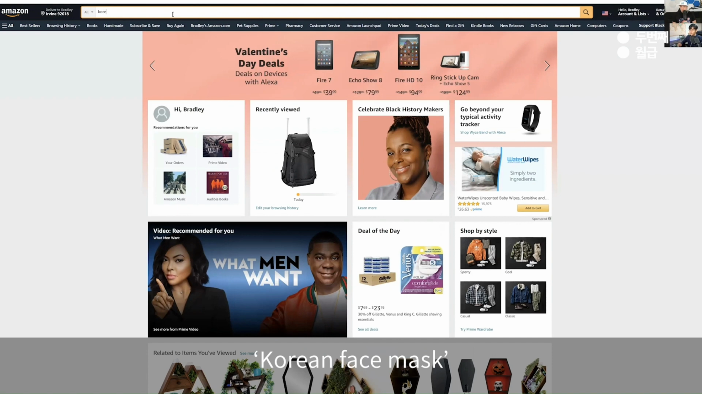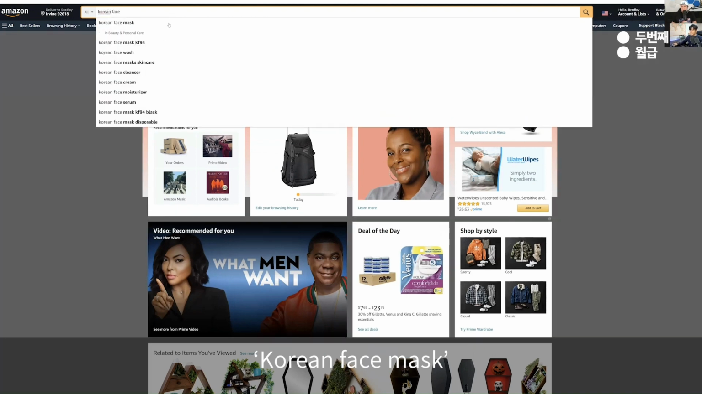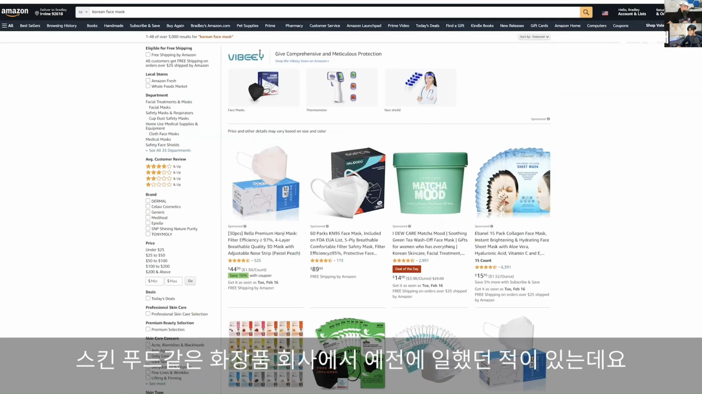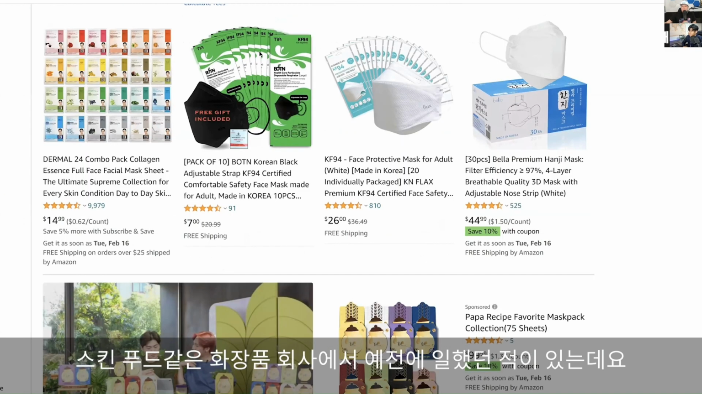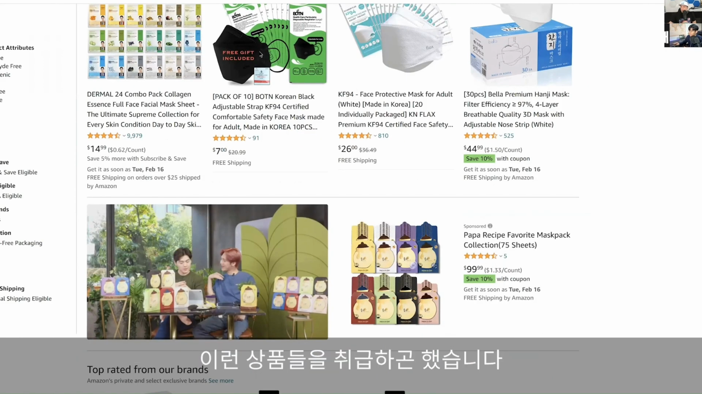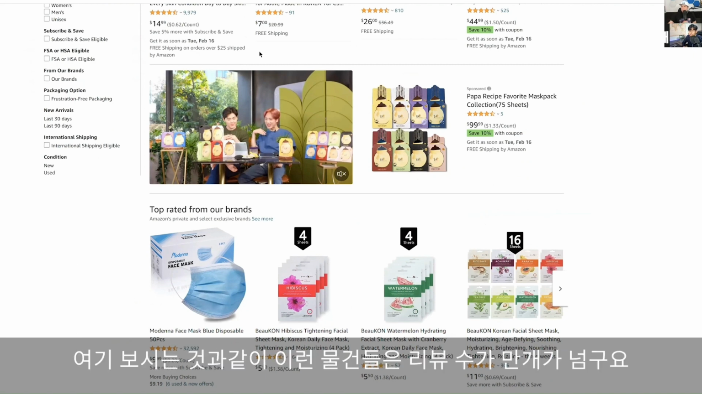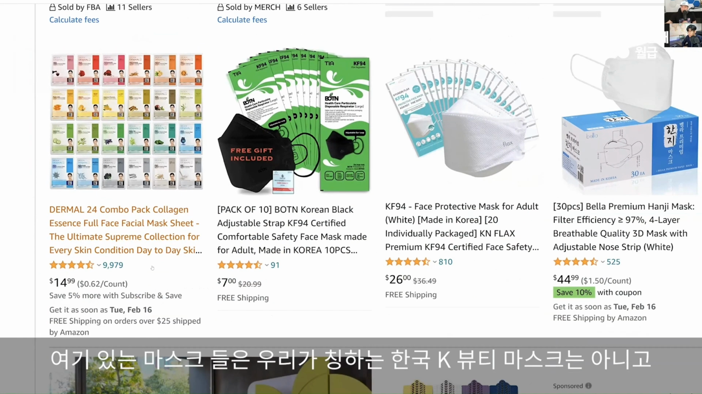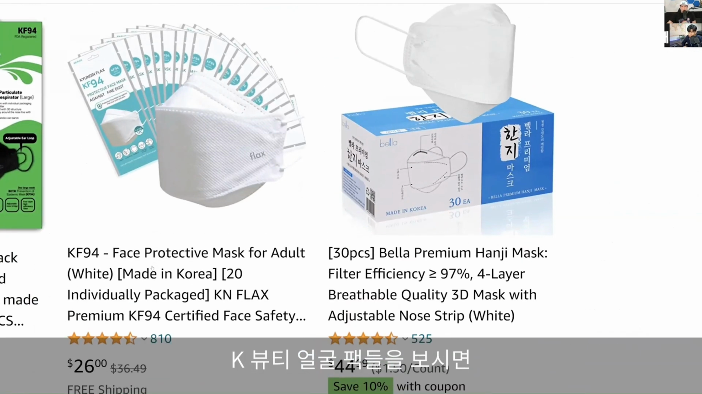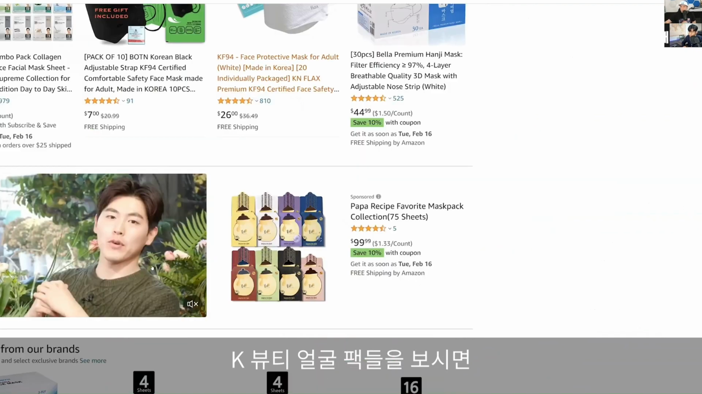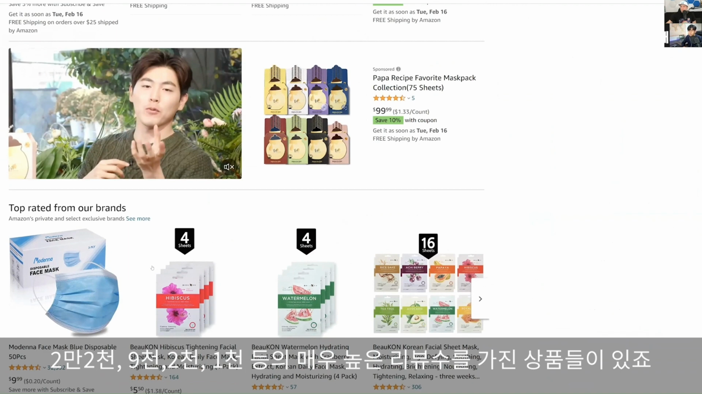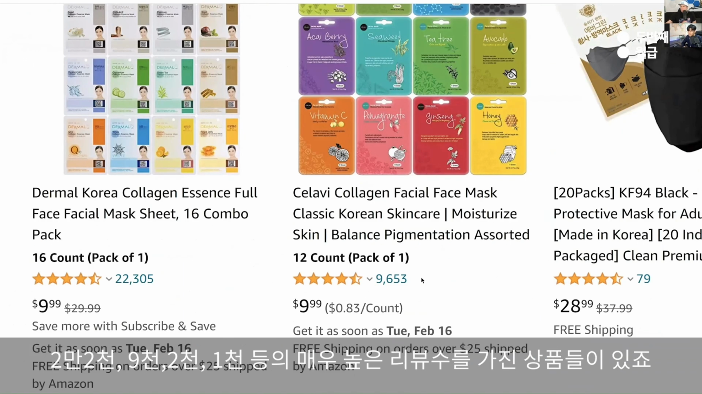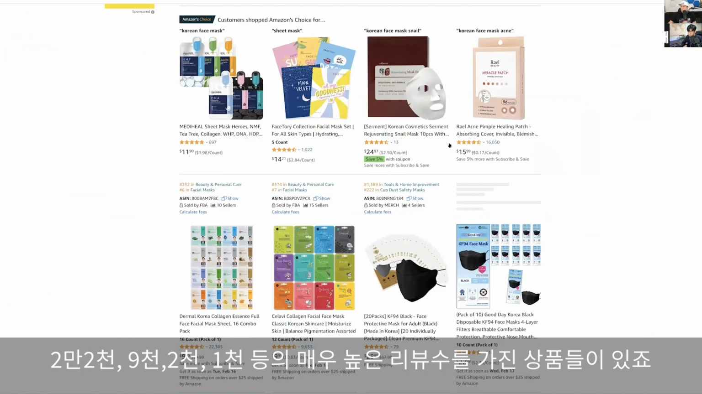Or I could use this Korean face mask. I'm just assuming, I used to work with a lot of these companies. I worked for Skin Food and a lot of Korean companies a long time ago, and we used to deal with these products. But you see here, this one already has 10,000 reviews, and these are not Korean face masks. These maybe are made in Korea, but this is not what we think about when we're thinking of K-beauty. So if you look at the Korean face mask products, you see a lot of ones that have 22,000 reviews, 9,000 reviews, another one, 2,000 reviews, 1,000 reviews.